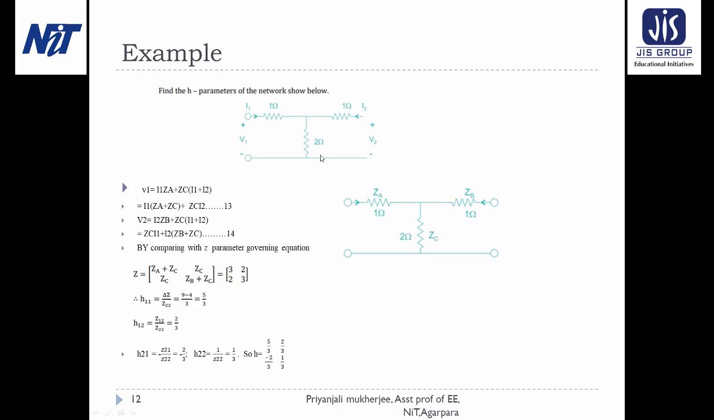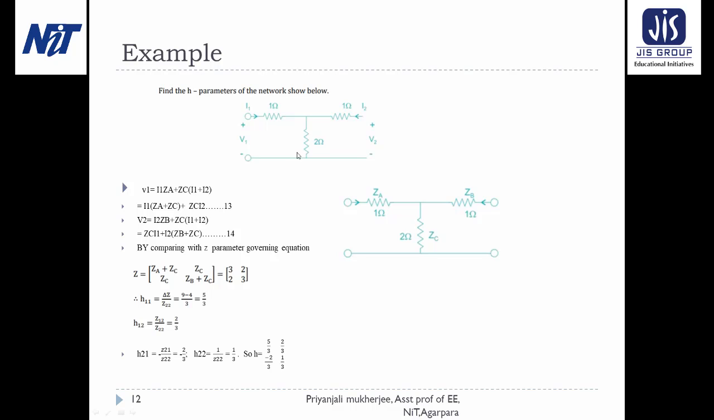So when we are applying the KVL in this loop, we can write V2 is equal to I2 into ZB plus ZC into I1 plus I2. So it can be written as ZC into I1 plus I2 into ZB plus ZC. Now we can compare with the Z parameter governing equation. So we can write that Z11 becomes ZA plus ZC, Z12 is ZC, and Z22 becomes ZB plus ZC, just by comparing these two equations with the governing equation of Z parameter.